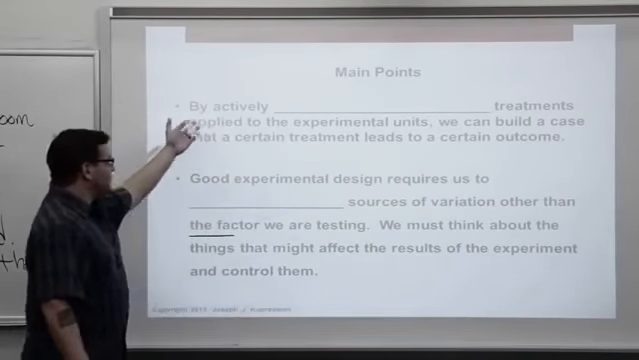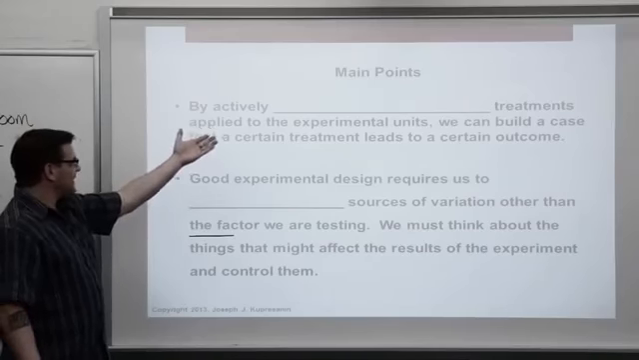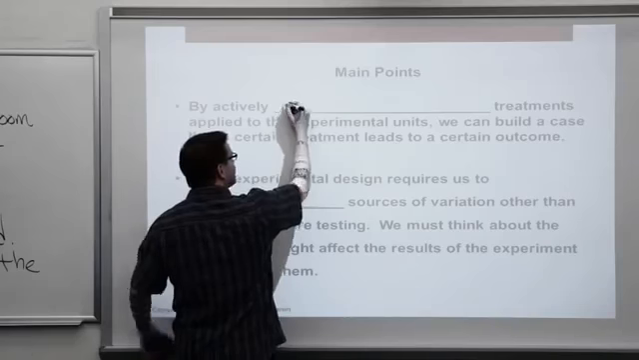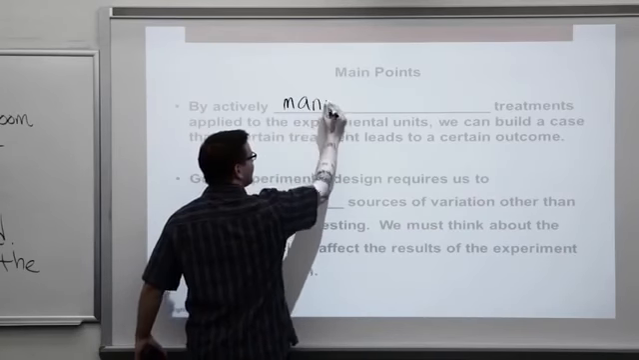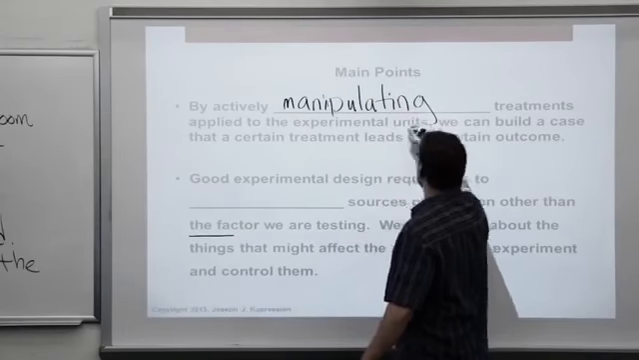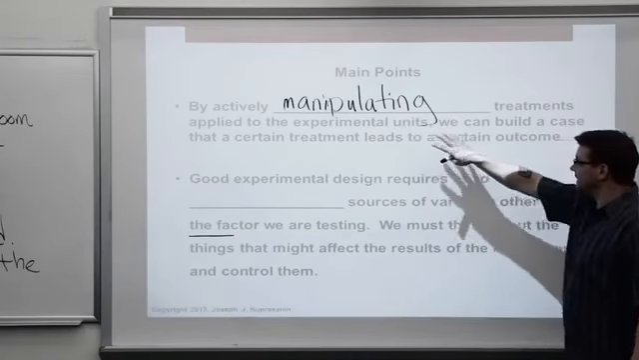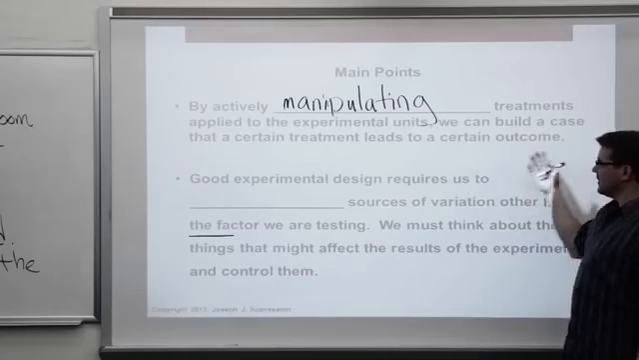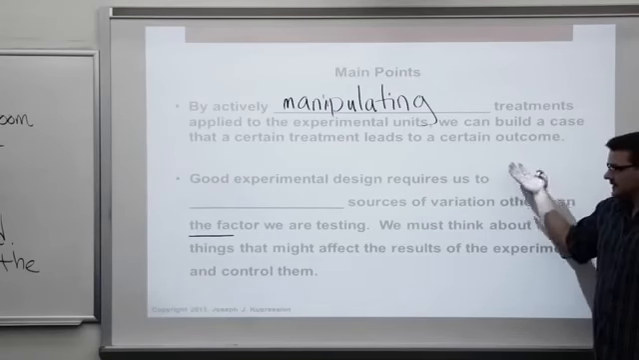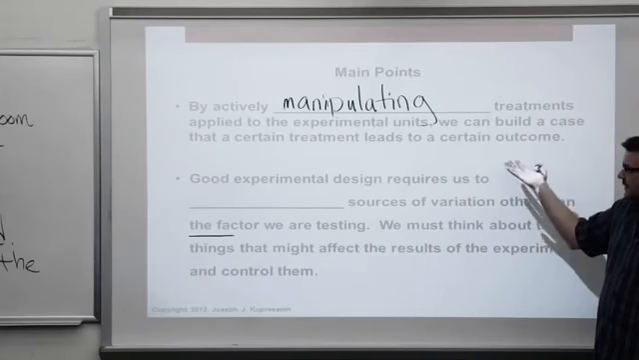Main points. Manipulation. By actively manipulating the treatments applied to the experimental units, we can build a case that a certain treatment leads to a certain outcome. This is sort of the main point of running an experiment.